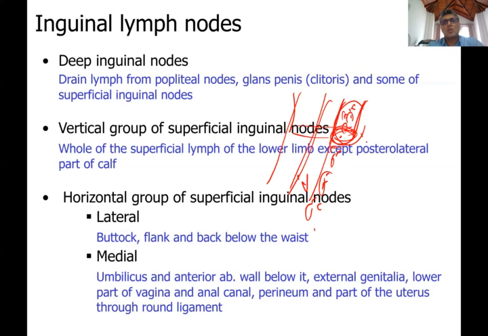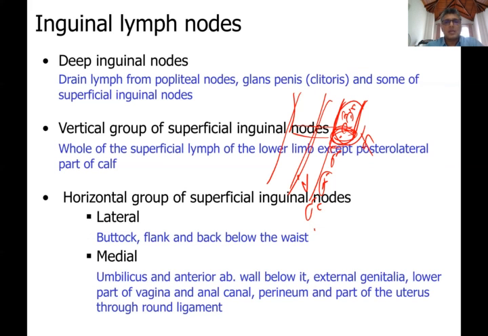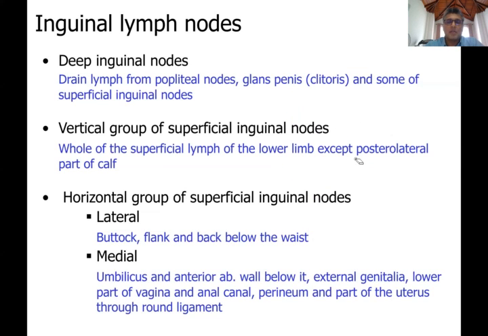And these nodes are called nodes of Cloquet. They drain the glans penis in males and the clitoris in females. So those are the deep inguinal nodes in the femoral canal. Okay, so this I have mentioned. Other things you can read from this one.